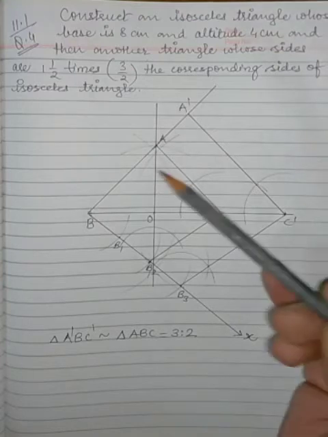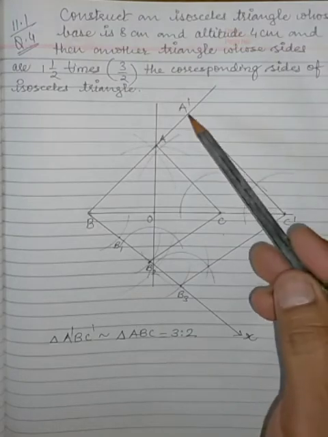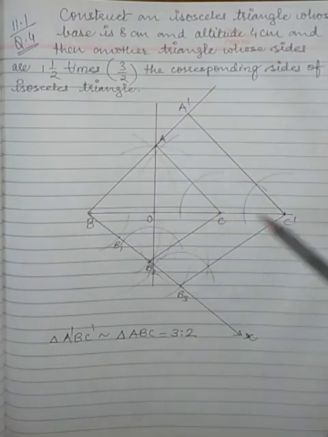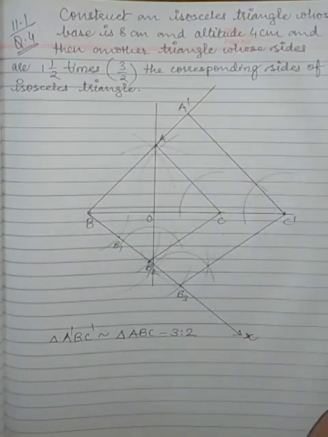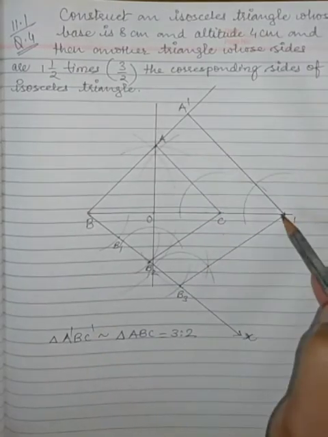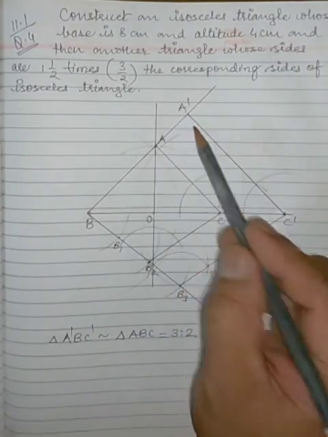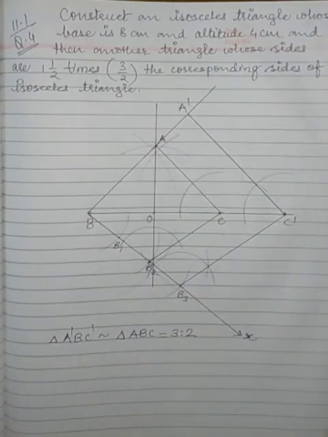Another thing is that these 2 triangles are similar because of angle criteria. As you can see, in both of these triangles ABC and A dash B C dash, angle B is common in both the triangles, and this angle is equal to this angle because they are corresponding angles, and this angle is equal to this angle because they are corresponding angles. That means both the triangles are similar because of angle criteria.